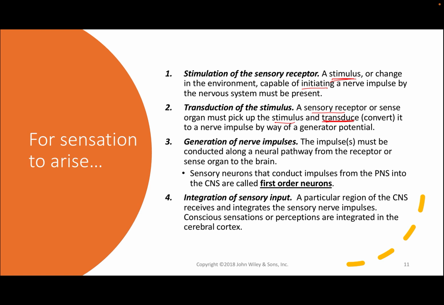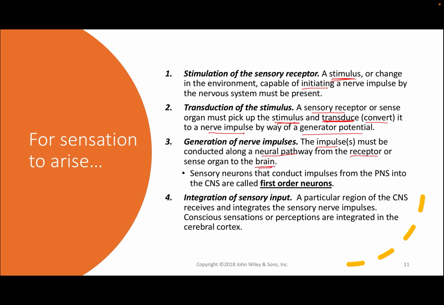This is an important step where we're converting the information from some sort of physical stimulus to an electrical impulse. We're converting that physical stimulus into our nerve impulse, our electrical impulse. And this is done via a generator potential. Now, once our generator potential has been created, we're going to spark up our nerve impulse. And so our nerve impulse is then going to conduct along our neural pathway from its receptor to the brain, okay?